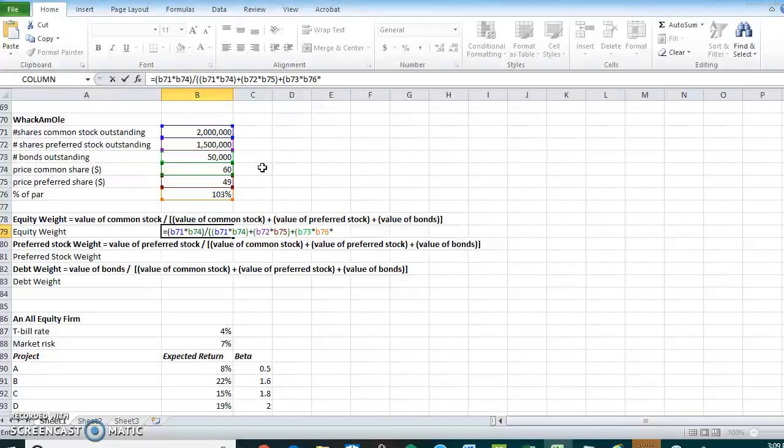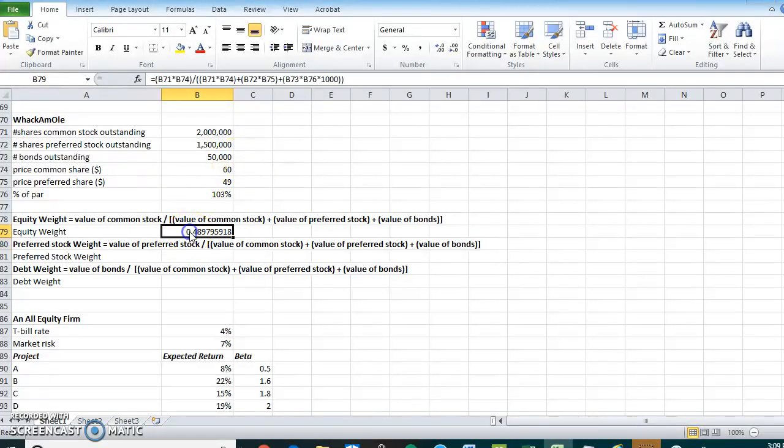B76. Now, I forgot to write it in our equation, but remember the value of bonds, we have to multiply it by $1,000. So we're going to times 1,000. Close parentheses, close outside parentheses, hit enter, and we get 0.489795918. But again, we want a percentage that goes to 2 decimal places. So we click percent, and then the decimal place, 1, 2. So 48.98%.